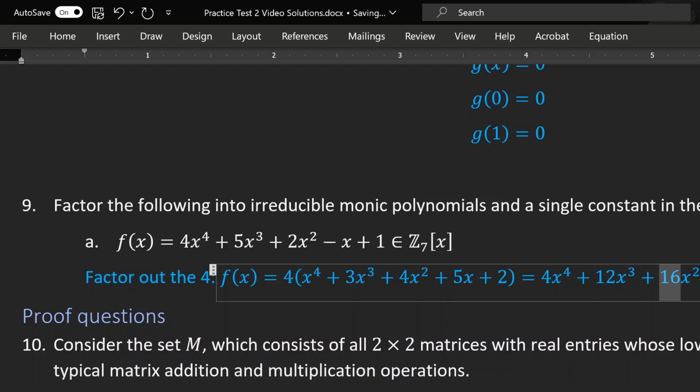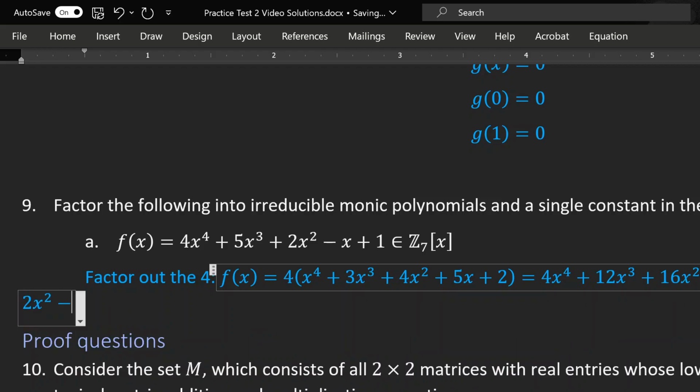16 mod 7 does reduce to 2. Let's see, 20 mod 7 reduces to 6, which is the same as -x. And then 8 mod 7 is 1. Okay, so this is good. I can do this. Let me actually reverse the order of what I did here.